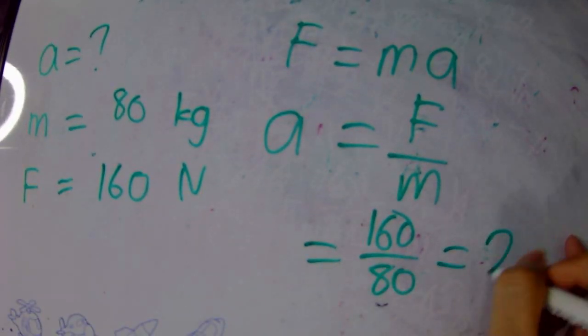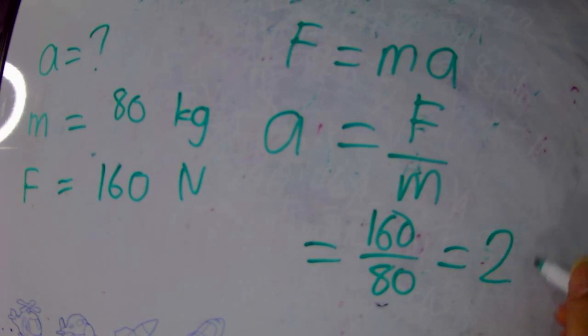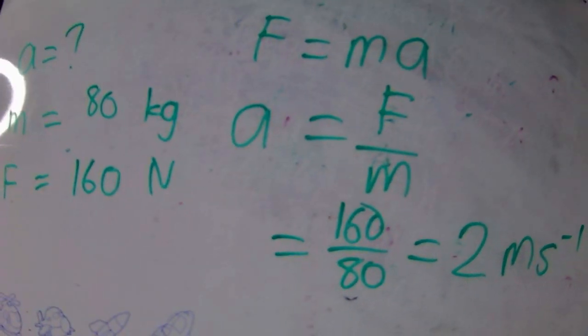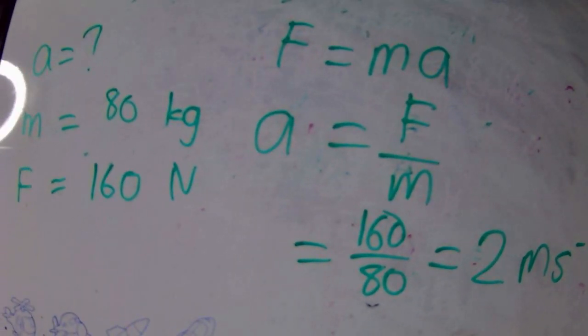And so force is 160 newtons, mass is 80 kilograms, and so you get your final answer of 2 meters per second squared. So that's how you use the formula. Very simple. So for example number 1, it's quite simple, quite straightforward. Not much to solve. I'll send you the slides later with the solution, but it's already in your textbook actually. Okay, so that's the first example.